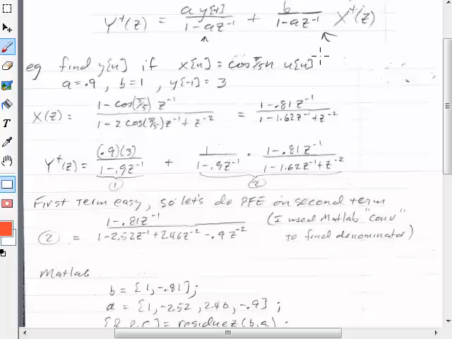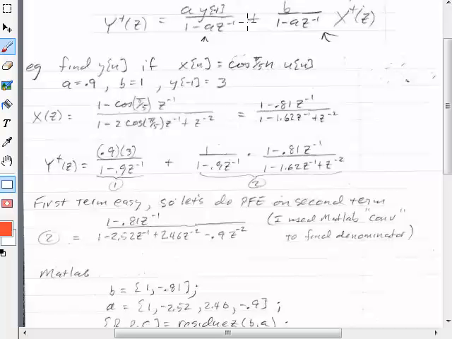And now we're going to say, let's find the output y of n, given that the input is a cosine that's causal, so it's got u of n multiplied by it. And we're going to give some values. A is 0.9, B is 1, and an initial condition is given as 3. Okay, so let's see how we would solve it.